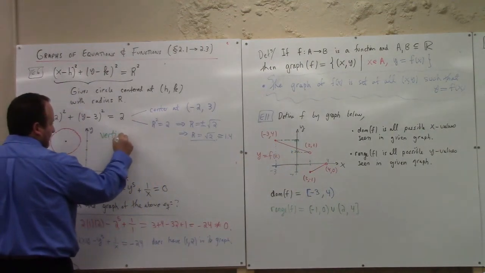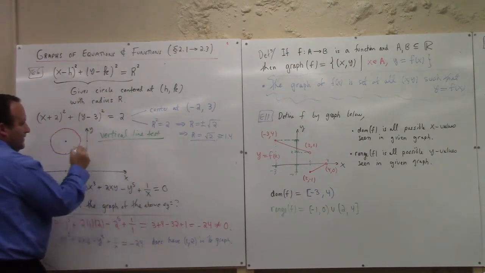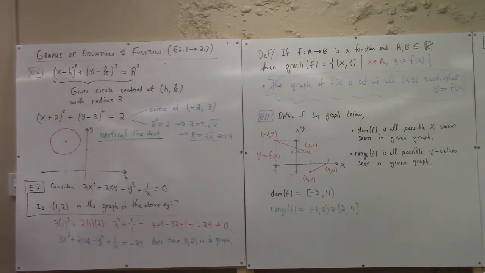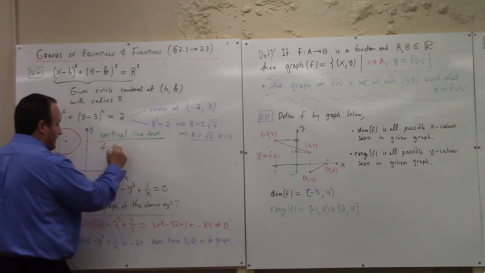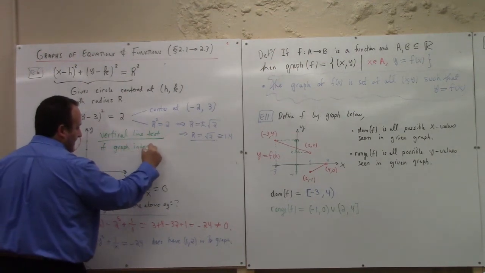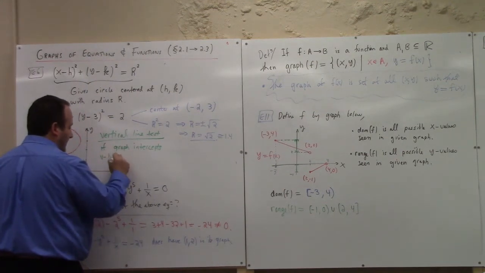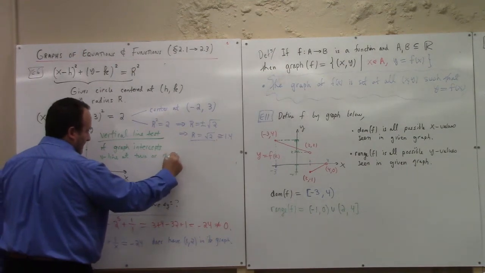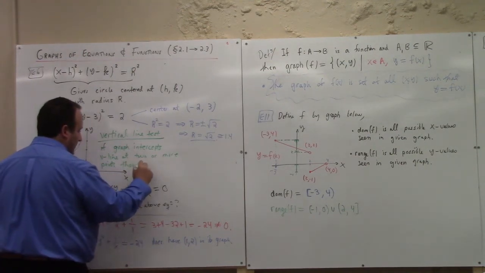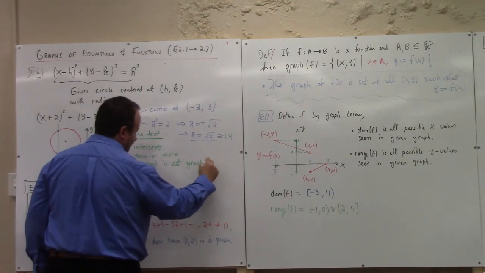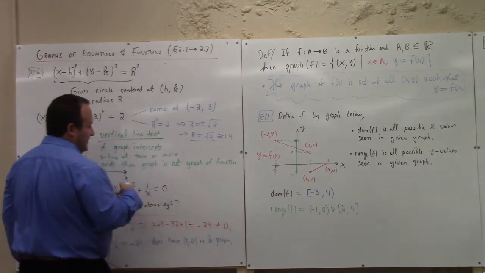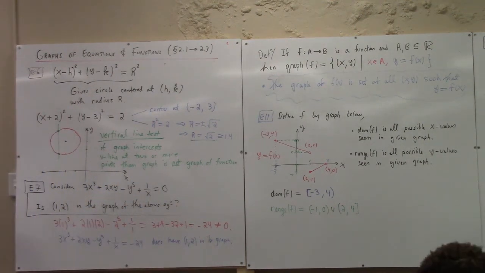Vertical line test, let's talk about it. It says you take a graph that you're given, and if you can draw a vertical line through it, like this, right? And that vertical line intersects the graph in more than one point, right? This one does, 2 points here. So if a graph intersects a vertical line at 2 or more points, then the graph is not the graph of a function. This is the vertical line test. So yeah, circles are not graphs of a function.